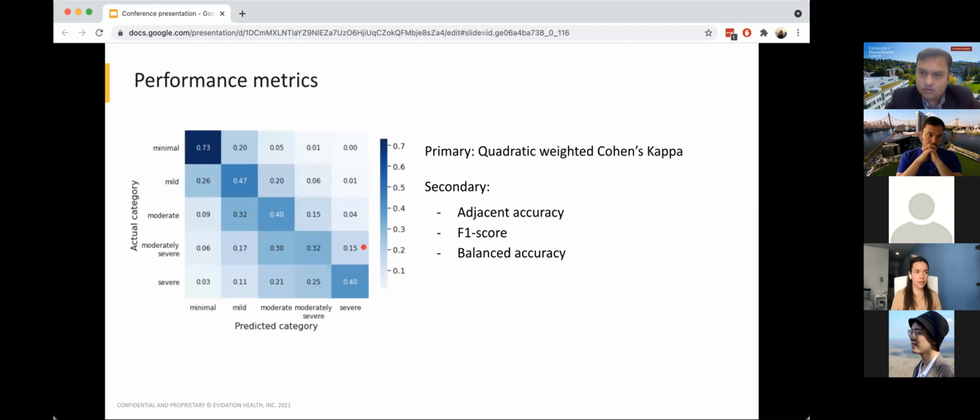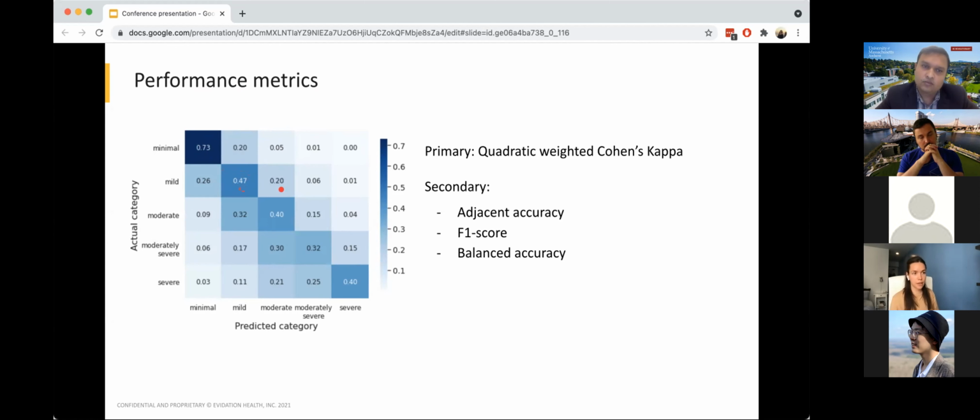Because we have a classification model, we need a performance metric that allows us to optimize for our goal. Our goal is to predict as close as possible to the correct class, because we are in a numerical category problem. So the primary metric that we chose is the quadratic weighted Cohen's kappa, which is a metric that penalizes based on distance from the original category and allows us to optimize for adjacent accuracy, which is one of our secondary performance metrics, which measures the fraction of samples predicted at most one off from the target value.